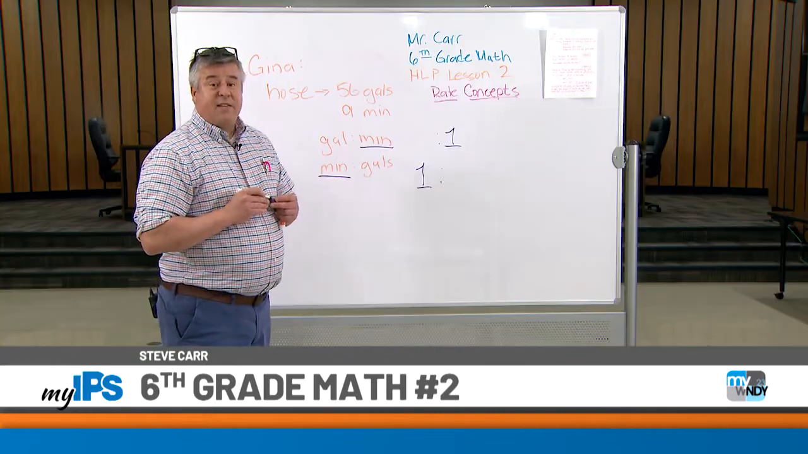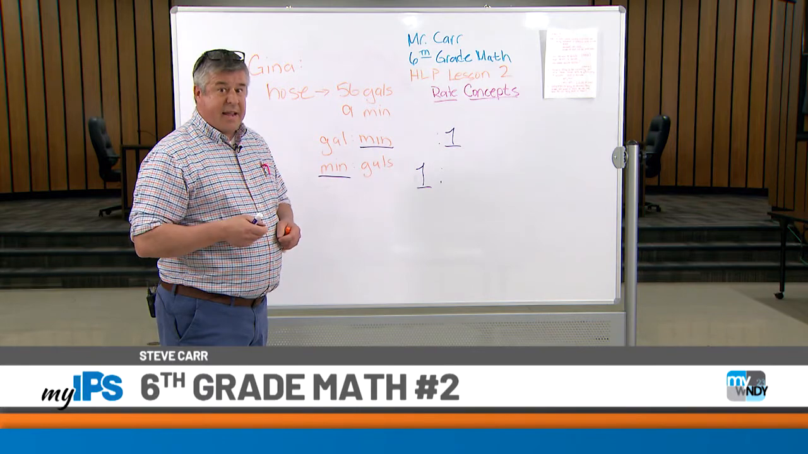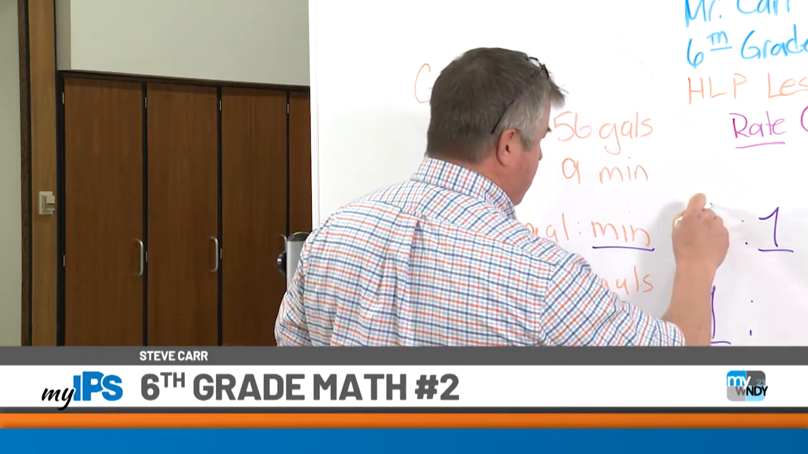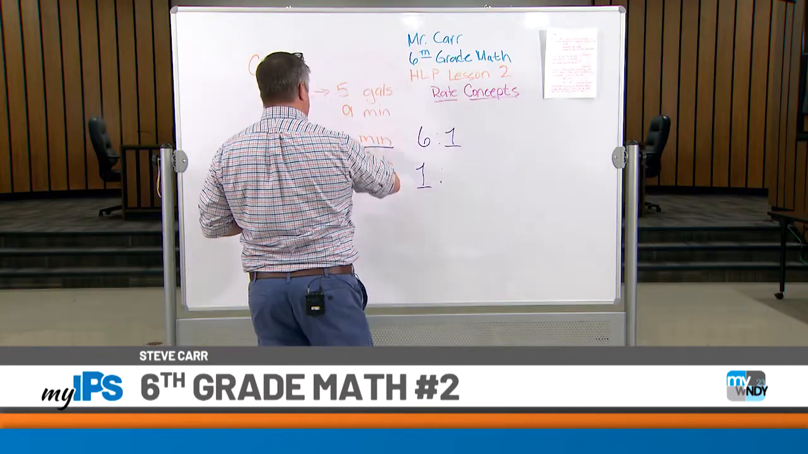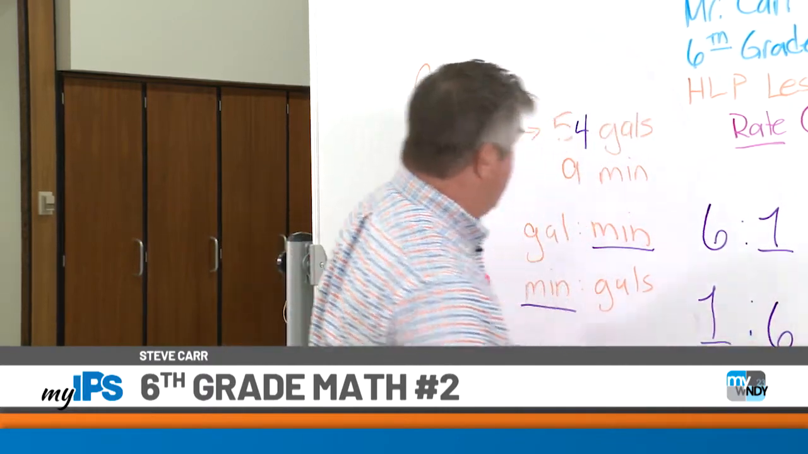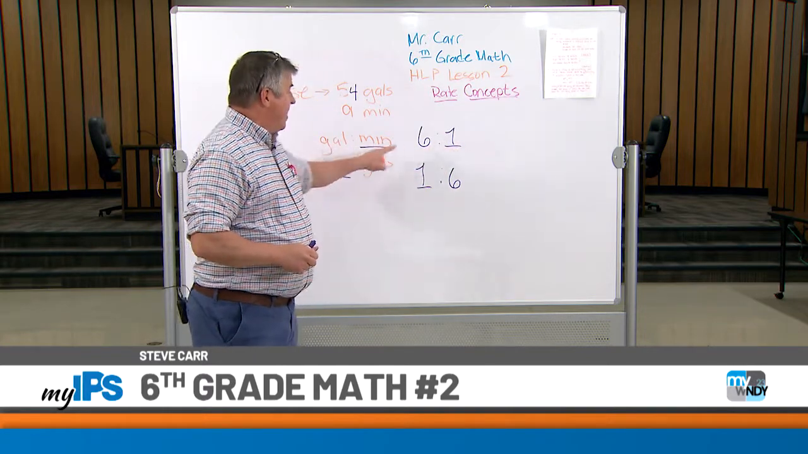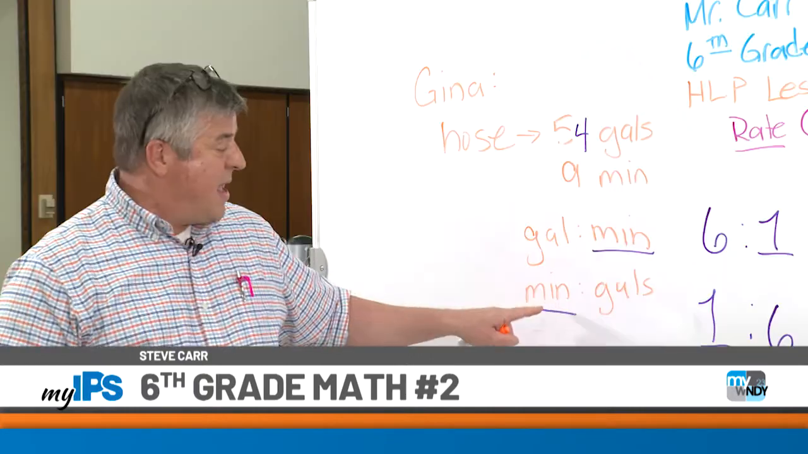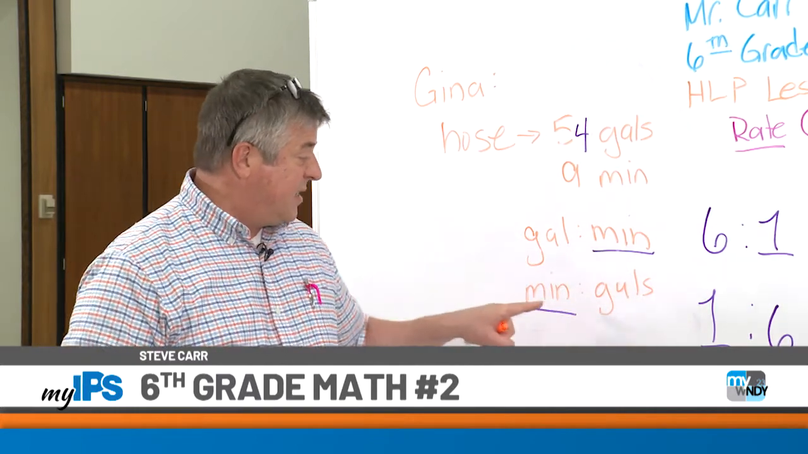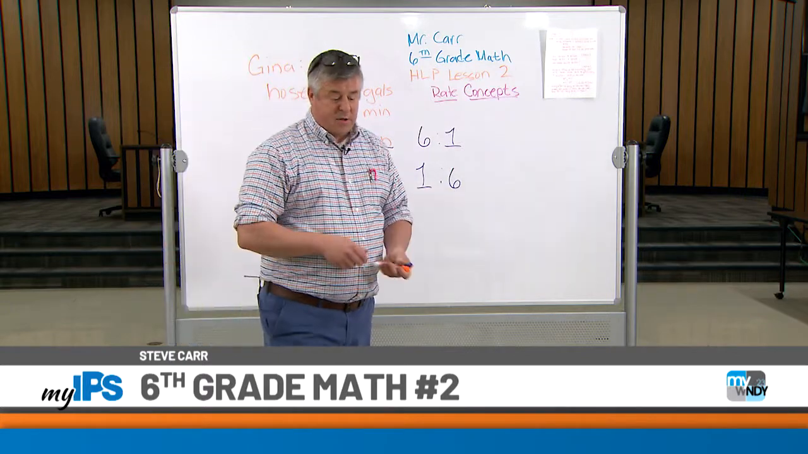Now I've got gallons, 56 gallons. Well, we split our minutes into 9 pieces. We're going to split our gallons into the same 9 pieces. 54 divided by 9 is 6. That should be a 54, by the way. Gallons to minutes, 6 gallons for every 1 minute. Minutes to gallons, we have to reverse our terms. 1 stays with minutes, 6 stays with gallons. The order matters.